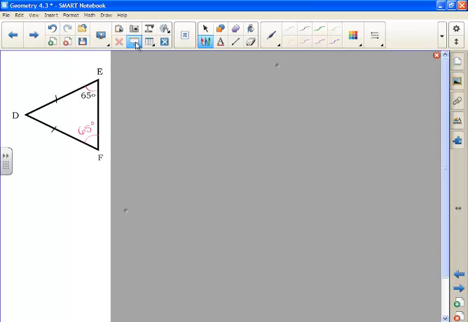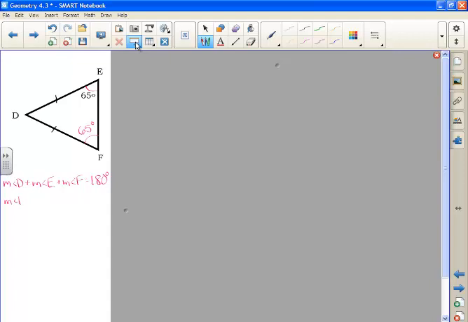I know that the measures of these three angles all have to add up to 180 degrees. So the measure of angle D plus the measure of angle E plus the measure of angle F all has to equal 180. And I also know from the base angles theorem that angles E and F, since they're opposite the two congruent sides, have to be congruent. So if angle E is 65, then angle F also has to be 65.